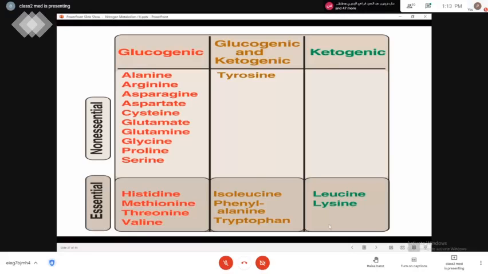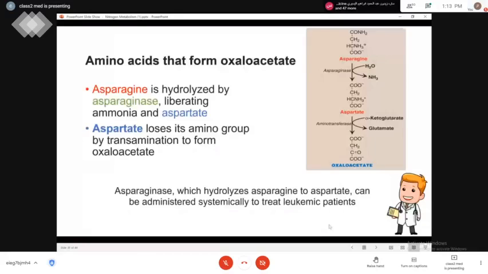اوكي، نبدا بالامينو اسيد that converted to oxaloacetate هن الاسبارتيت، واي شيء مضاف الى الاسبارتيت. اسبارتيت اذا ضفنا له امينو جروب صار asparagine, and that is important, so also converted to oxaloacetate. The asparaginase is the enzyme that hydrolyzes this asparagine and yielding aspartate and the oxaloacetate. So this is important treatment of leukemic patient.